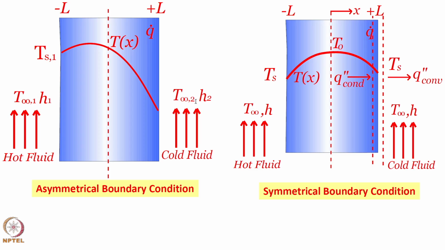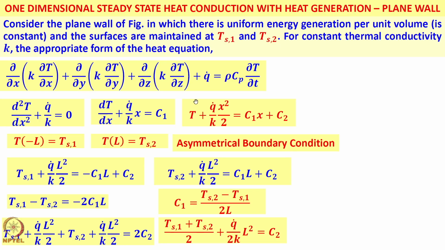So, this is one such situation. Of course, a classic case would be a simplified case where H 1 and H 2 are equal, T infinity 1 equal to T infinity 2, and that would be a symmetric profile. Anyway, so we will take a look at this now. I am just going to set up the equation for you. The solution is here for us to do.